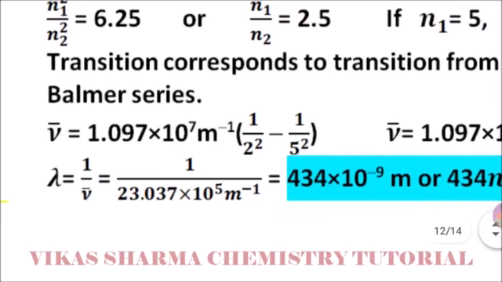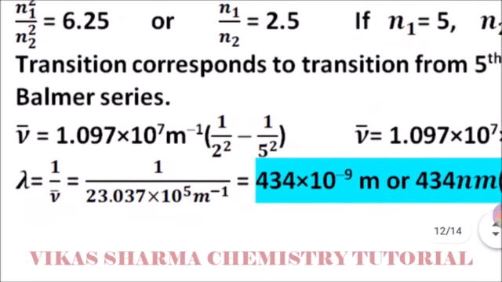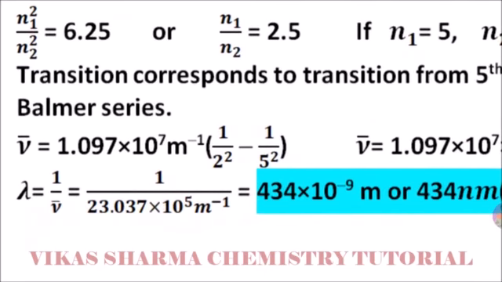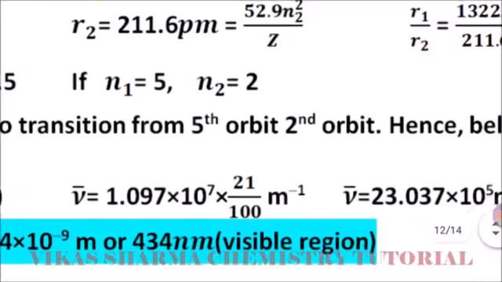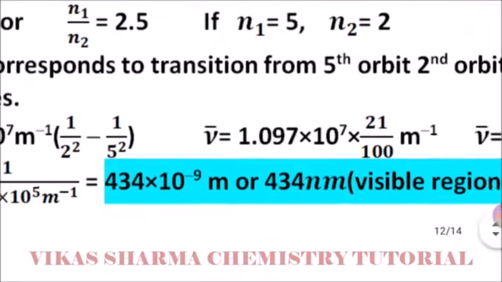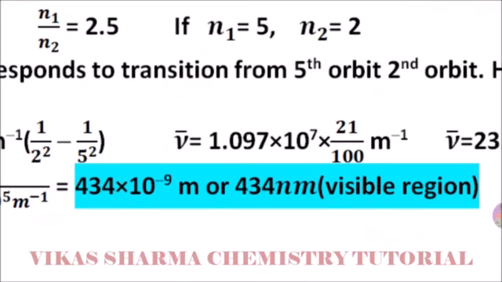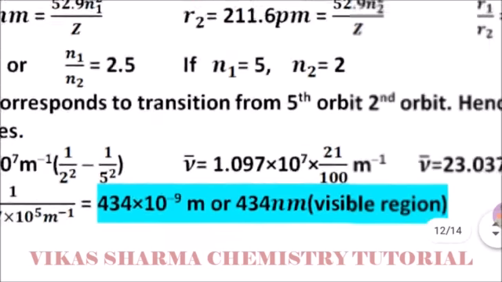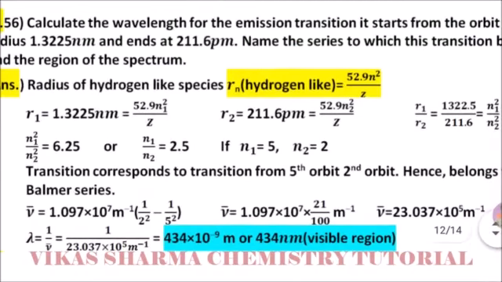Lambda is inversely proportional to the wave number. So 1 divided by 23.037 into 10 to the power 5 per meter, which is the wave number. It is equal to 434 into 10 to the power minus 9 meter. 1 nanometer is equal to 10 to the power minus 9 meter. So it is equal to 434 nanometer. So it comes in the Balmer series visible region.